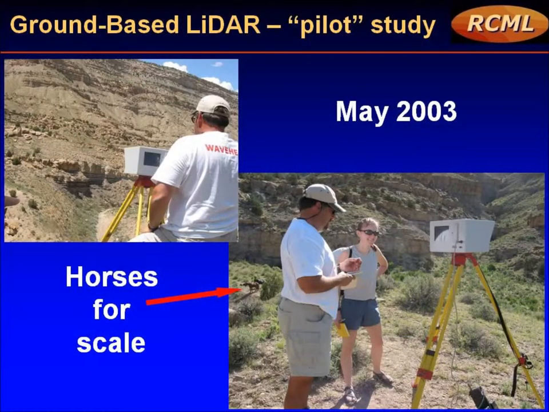And then what we were hoping to try to do, especially because the areas as you get higher up on the cliff become less accessible, we thought we might try to use some other type of technology even before we went to the aerial LIDAR. And so we tried a ground-based or a terrestrial LIDAR, tripod-based LIDAR.